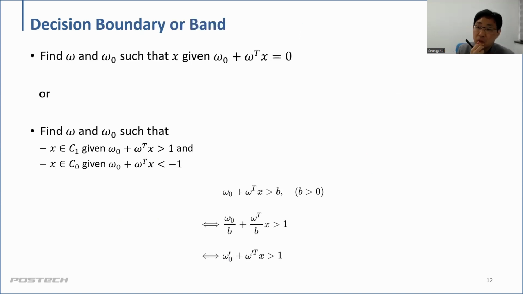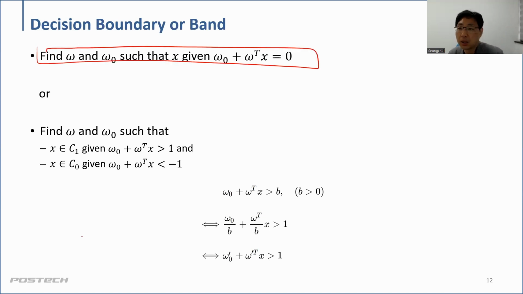Now let's go further. Let me, we find omega and omega naught such that for all the data points, instead of 0, we can use +1 or -1. This one might be confusing, but let me show you that one.